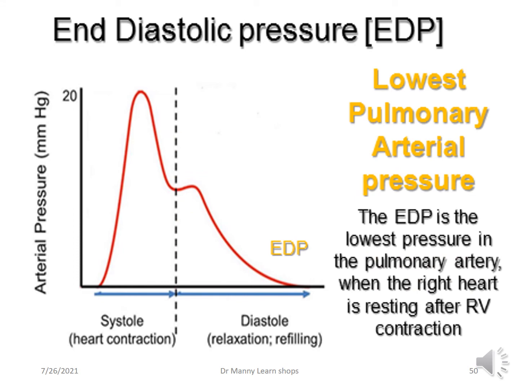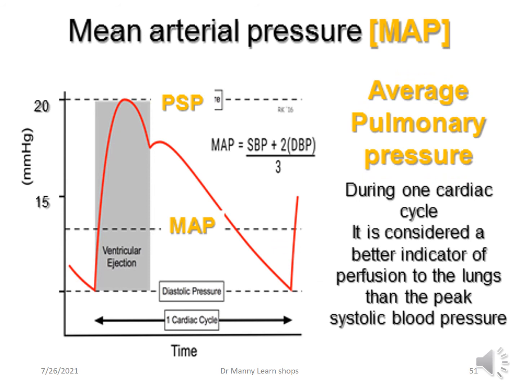Then you have the end diastolic pressure, which is the lowest pulmonary artery pressure, when the right heart is resting after right ventricular contraction. The mean arterial blood pressure is the average pulmonary artery pressure during one cardiac cycle, and it's considered a better indicator of perfusion to the lungs than the peak systolic blood pressure. It uses the same formula. The mean arterial blood pressure equals the systolic blood pressure plus 2 diastolic pressures divided by 3.